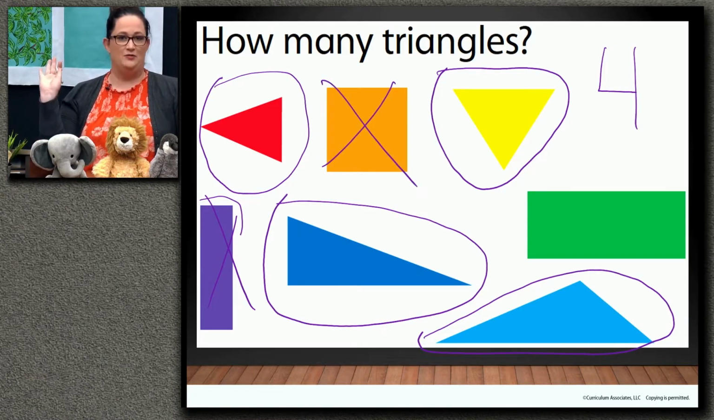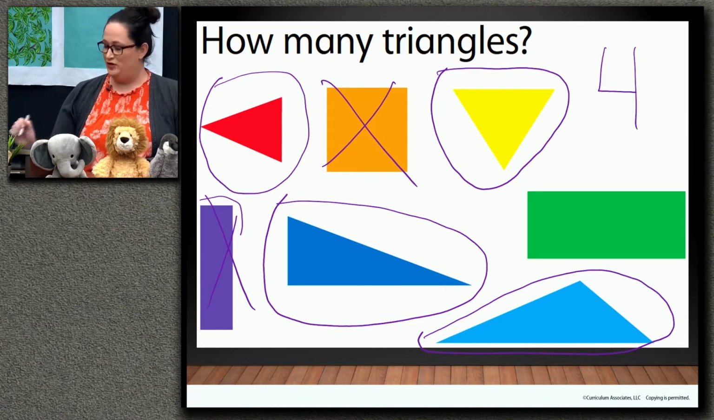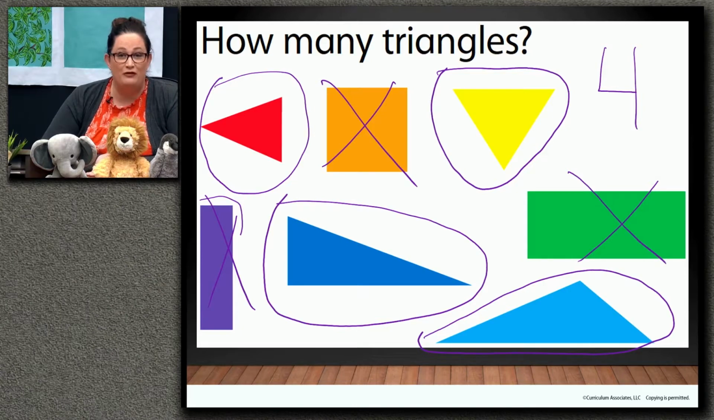We don't even have to think anymore. Not a triangle. What about the green shape? 4 sides, not a triangle. So we found 4 triangles.